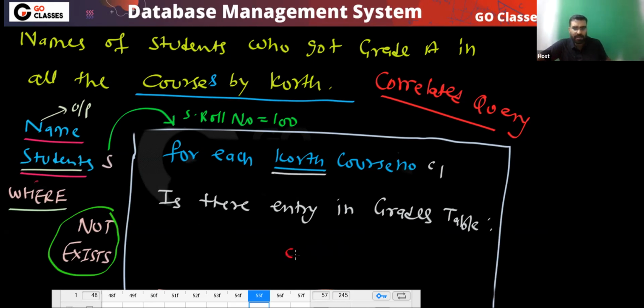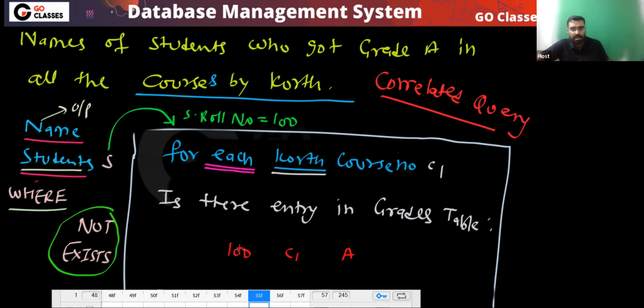I am looking for this type of entry, where you have C1 and the roll number is 100 and the grade is A. Yes or no? This is the type of entry I am looking for. Is there this type of entry? For each course, I will look for this entry. If this type of entry is not there, for each course, I will remember and find it.